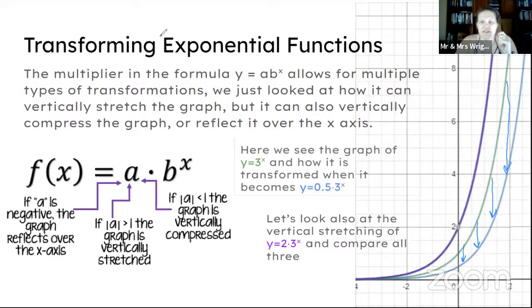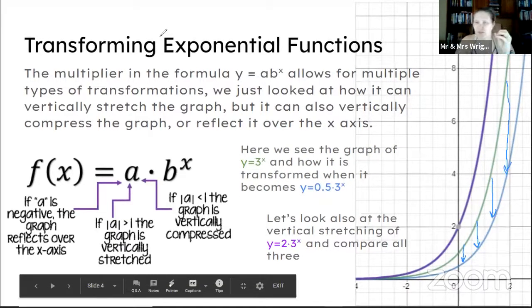And here is the vertical stretching that we looked at in the last slide. We saw the green getting pulled up. That's what this purple one is. That's with a multiplier of a whole number 2. And the blue one is with the fraction of 1/2. Because I wanted you to be able to see both of them together.